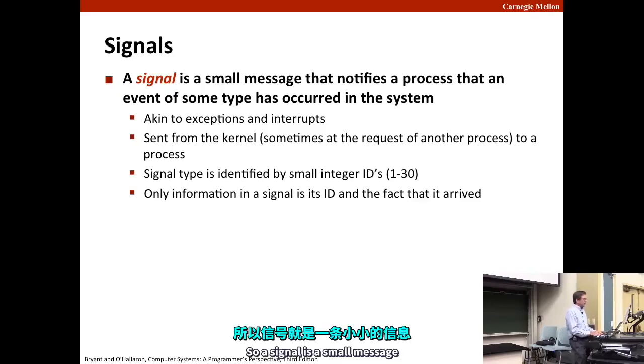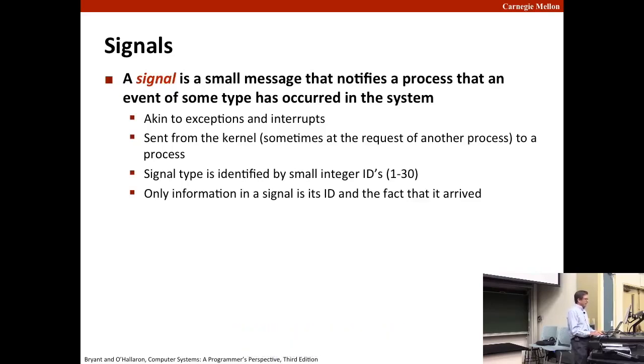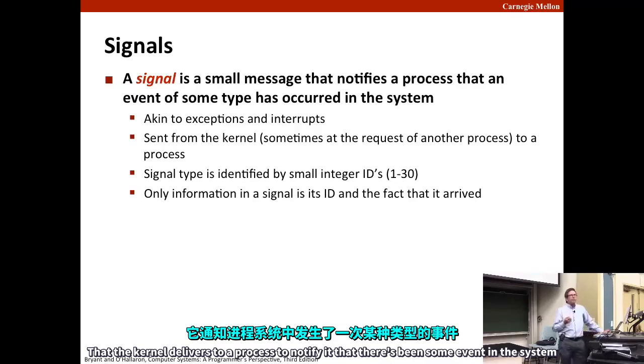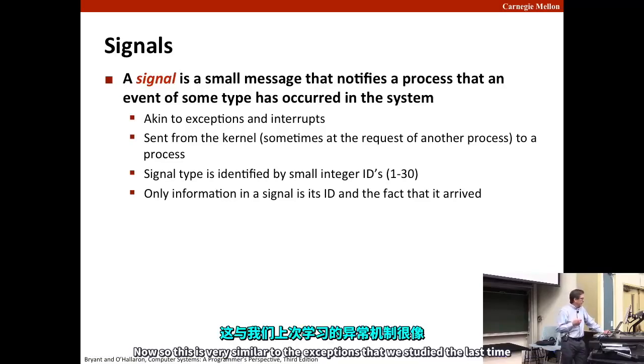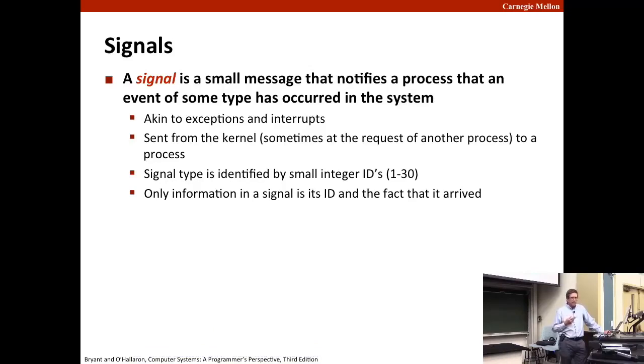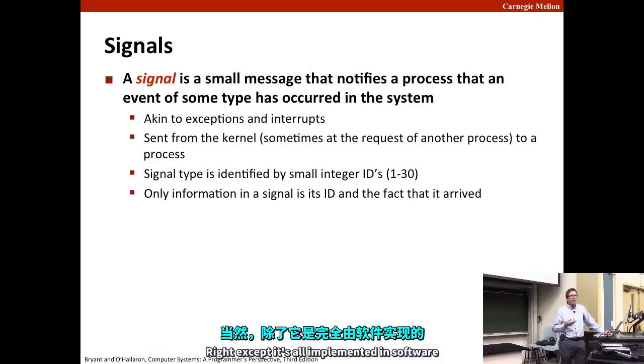So a signal is a small message that the kernel delivers to a process to notify it that there's been some event in the system. Now, this is very similar to the exceptions that we studied the last time, right? Except it's all implemented in software.